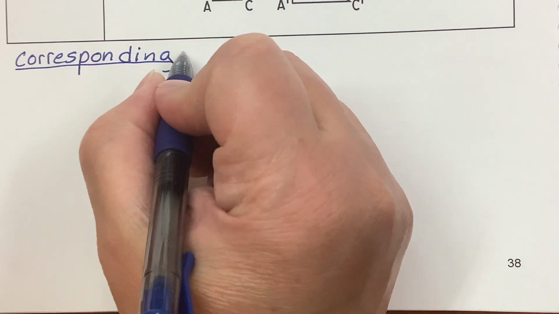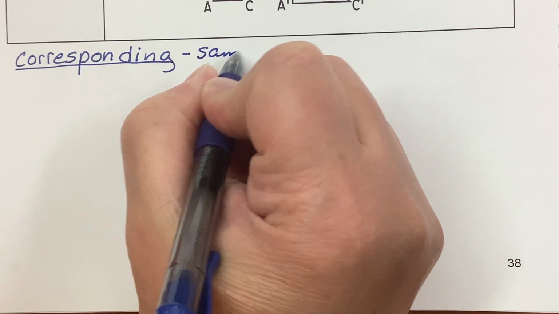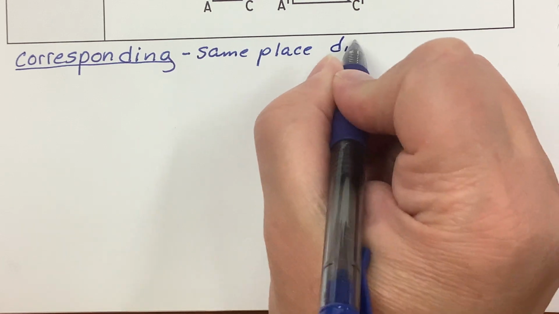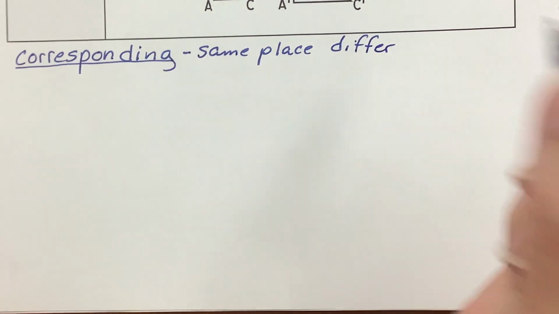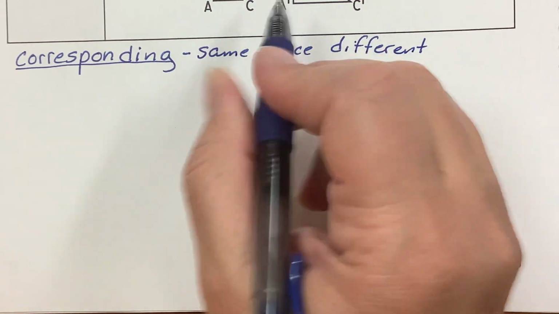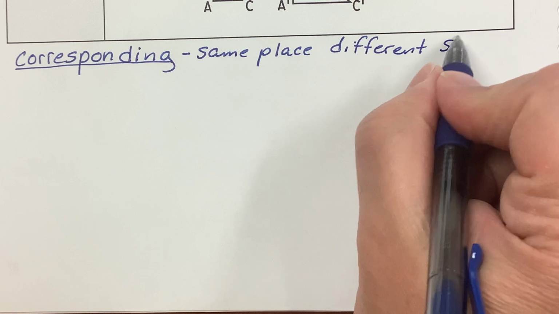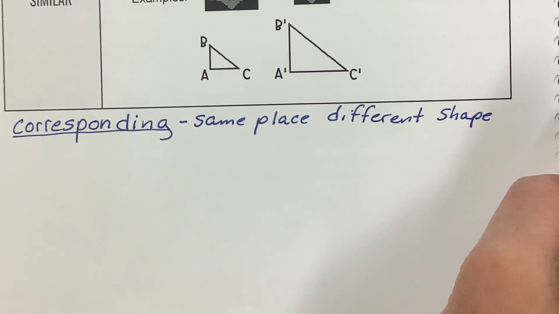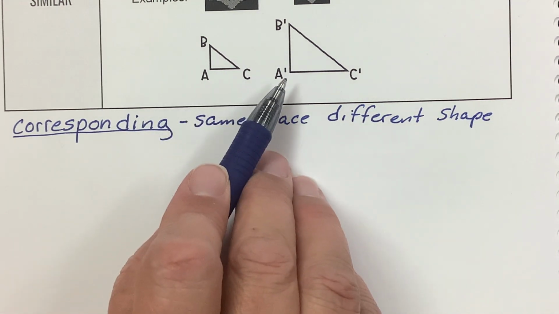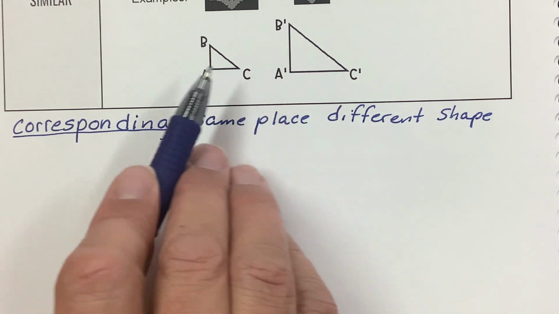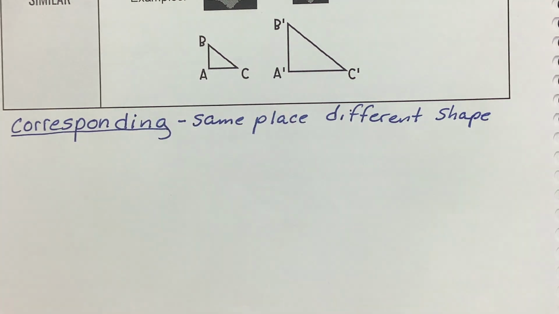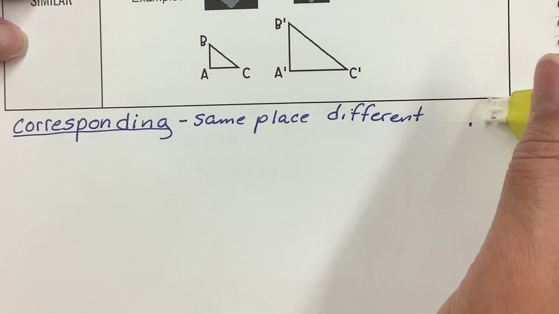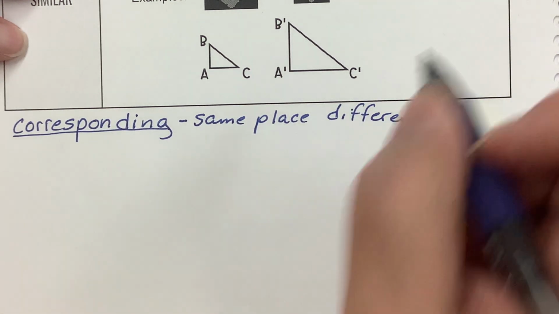So let me write that down. Same place, different shape. I'm going to say shape, but I'll explain that more in a minute. So let's say I have these two shapes. A corresponds to A prime. They're in the same place, but on two different figures. That's the word I want, not shape. Different figures. Because they are the same shape, and I don't want to write it wrong. Two different figures.